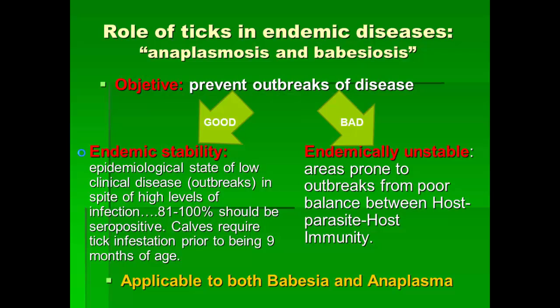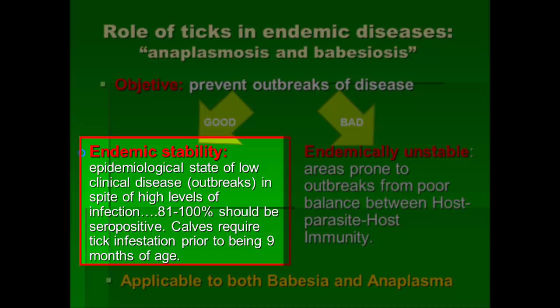Now, having compared the methods used in the US and Colombia to deal with the control of the tick, there is something that is usually misunderstood and overlooked, which is the role played by ticks in endemic diseases in tropical countries like Colombia. And I'm specifically referring to anaplasmosis and babesiosis. These are two diseases with a very high prevalence in our country. And when the infection rate is so high, the approach that we need to take is basically to prevent outbreaks of the disease. In order to achieve this goal, what we want is to attain what's called an epidemiological state of endemic stability, which is basically a state of low clinical disease in spite of high levels of infection.